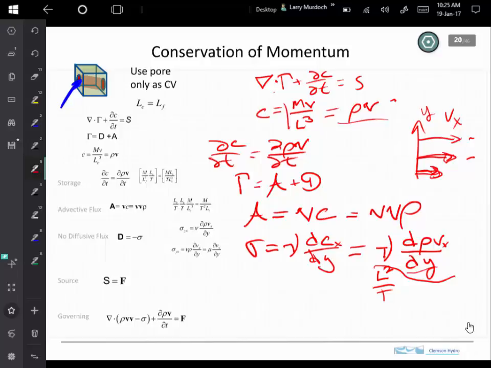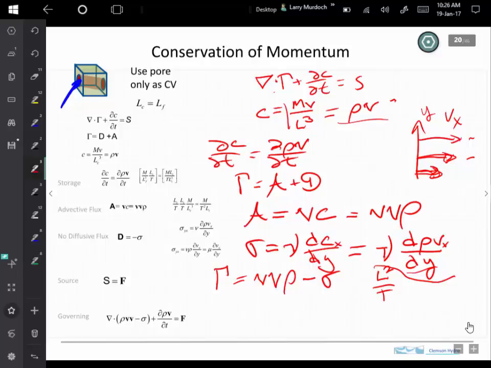All right, so what we've got then is that the flux is equal to the advective flux of momentum, which is the velocity times the density, and that's the advective flux of momentum, and then the diffusive flux is, actually it ends up being the negative of the stress. Okay? So that's what we get for the flux.